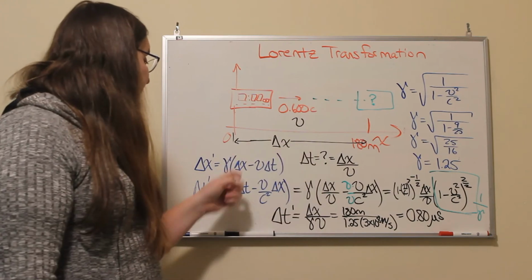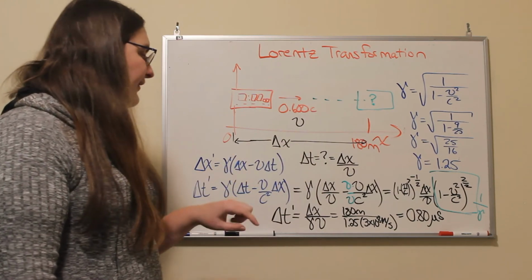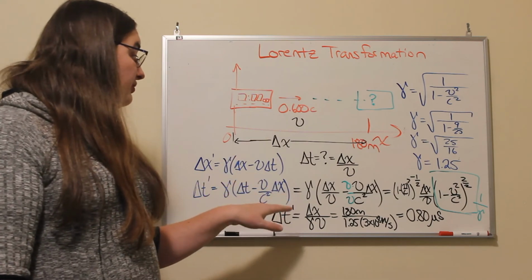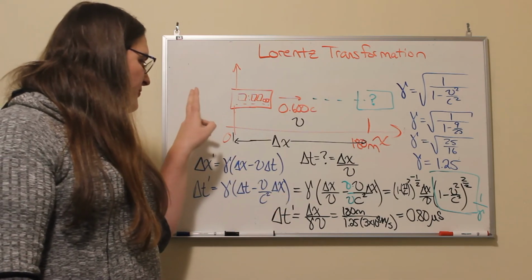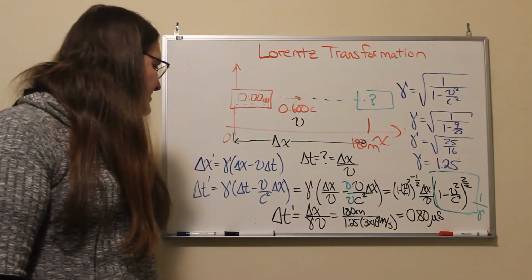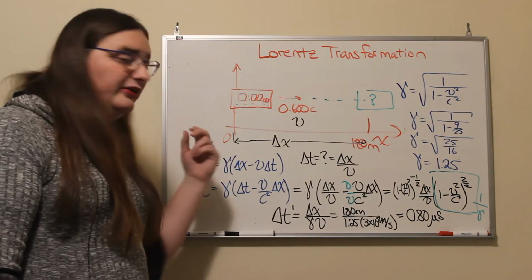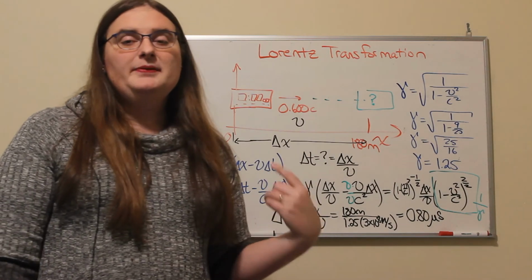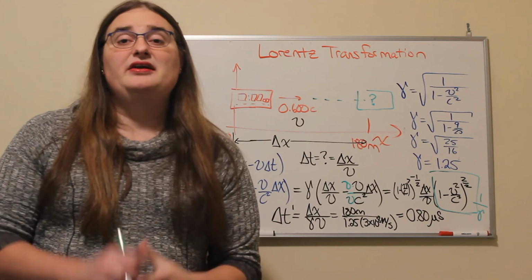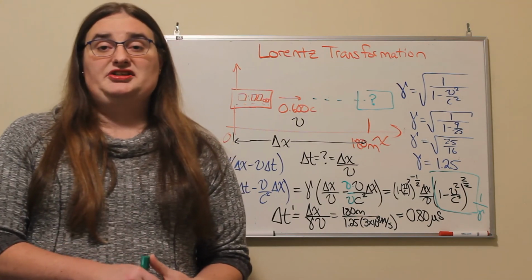And if we were to apply the same logic looking at delta x, and we were to factor our delta t out of the equation over here in the same way, we would end up getting exactly the same equation that we would get with the length contraction equation.